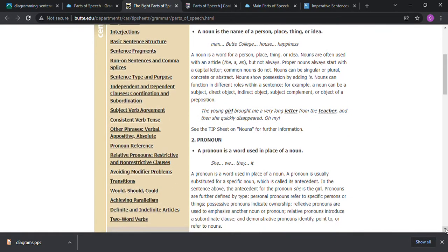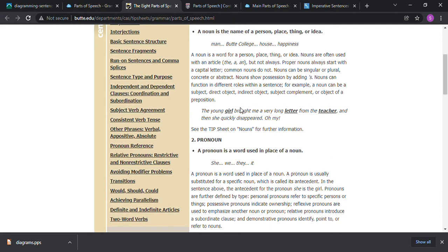And it talks about nouns are often used with an article, the, a, but not always. Proper nouns always start with a capital letter. Common nouns do not. Nouns can be singular or plural, so you can go over these with your students. It also talks about the different functions, and it gives you an example, and it says a noun can be a subject, a direct object, an indirect object, a subject complement, or object of a preposition.